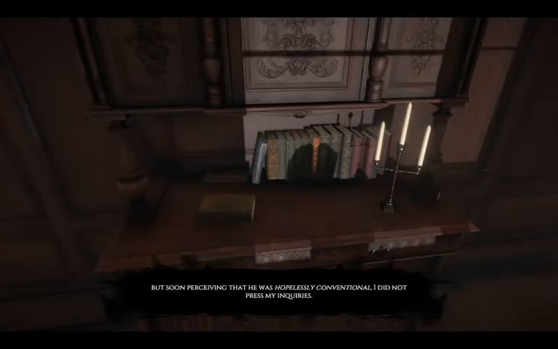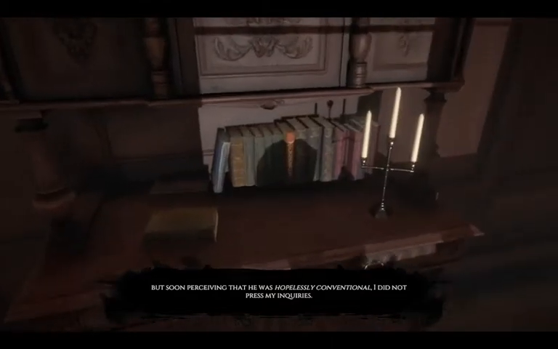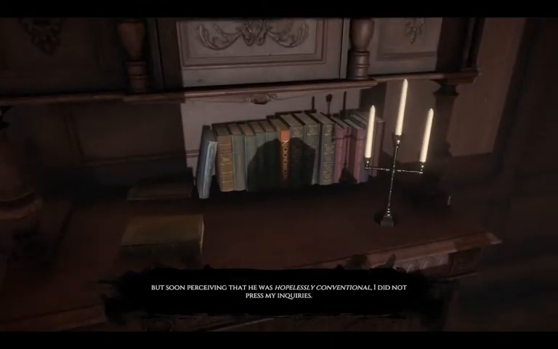But soon perceiving that he was hopelessly conventional, I did not press my inquiries.